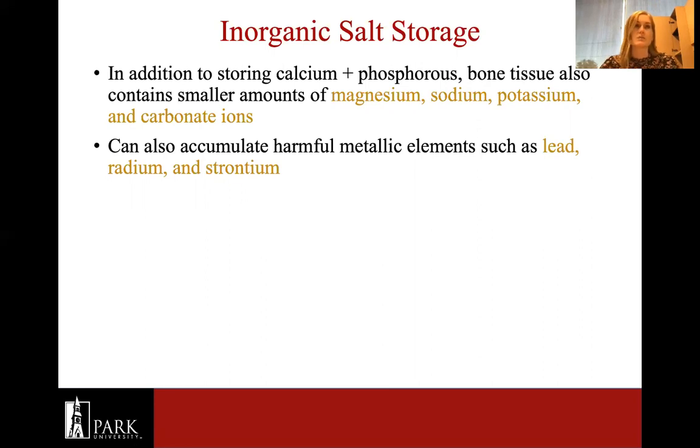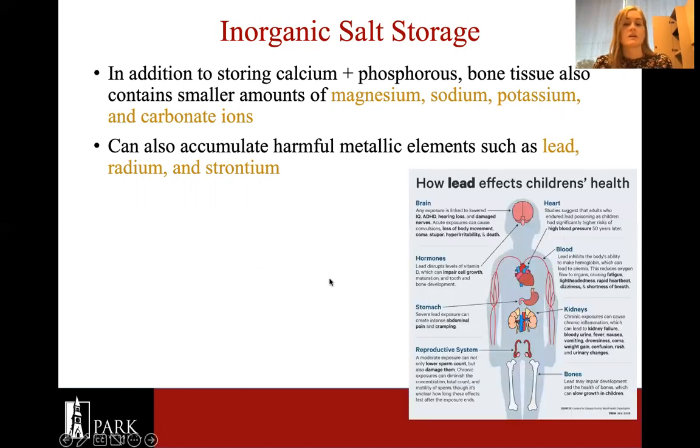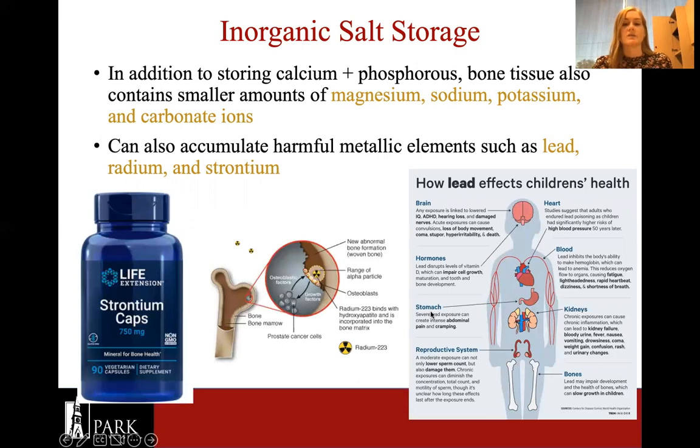You can accumulate harmful metallic elements such as lead, radium, and strontium in your bones just from things you eat or exposures in the external environment. An example of that is going to be lead poisoning. That's a pretty big one. Growing up in the 90s, they stopped making toys with lead-based paint, and that's because lead poisoning is a very real thing.